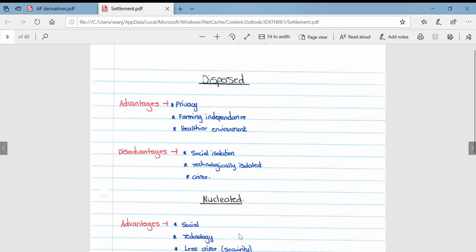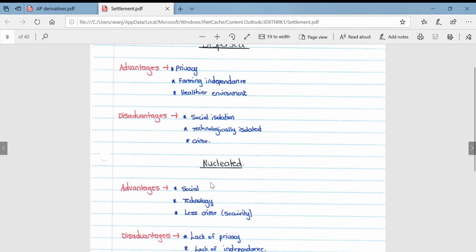Then we look at some advantages and disadvantages of both dispersed and nucleated patterns with regards to rural settlements. Firstly, we start off with the advantages of dispersed settlements: privacy, farming independence, and a healthy environment. Disadvantages: social isolation, which can lead to loneliness, technologically isolated, as well as crime. These areas may get targeted by petty theft because they know that no other settlement is watching them.